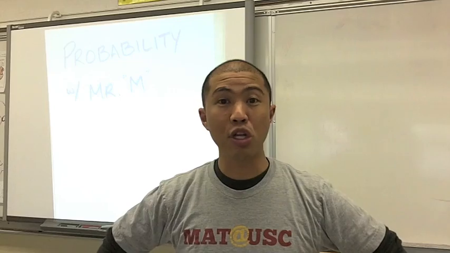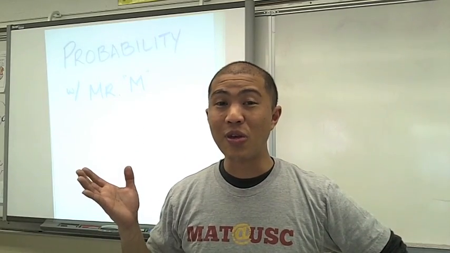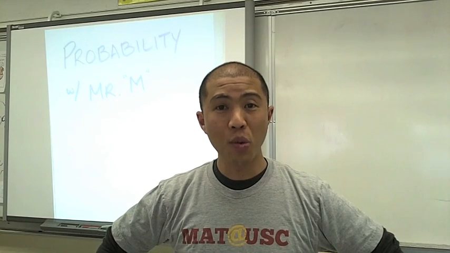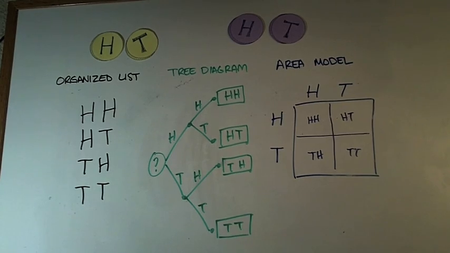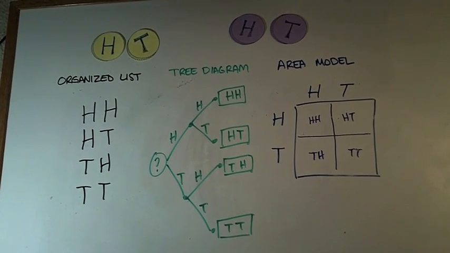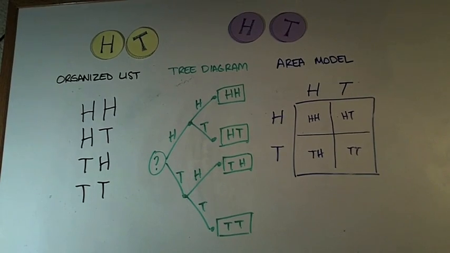So let's think about it. You can use an organized list, you can use a tree diagram, or an area model. What do you want to use? Well, here are your options, and this is a time you might want to pause the video so you have time to write down all your answers. But here you go: organized list, tree diagram, or area model.